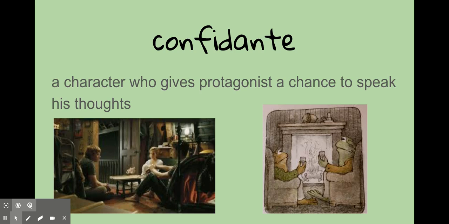Frog and Toad, two of my favorite characters from my childhood, best friends. They're confidants for each other. We learn what they're thinking and feeling because of the things that they say to each other.